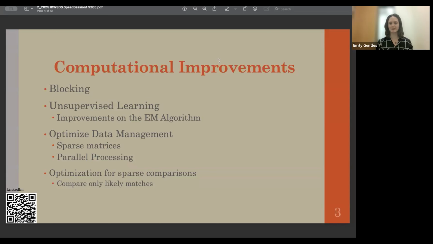We can also optimize our algorithms for sparse comparisons. Most of the comparisons that we're making are not going to end up being matches. So if we can only compare likely matches and not compare matches that are very unlikely, then we can really drastically reduce the amount of comparisons that we need to do and reduce the amount of computation. We go to the next slide.